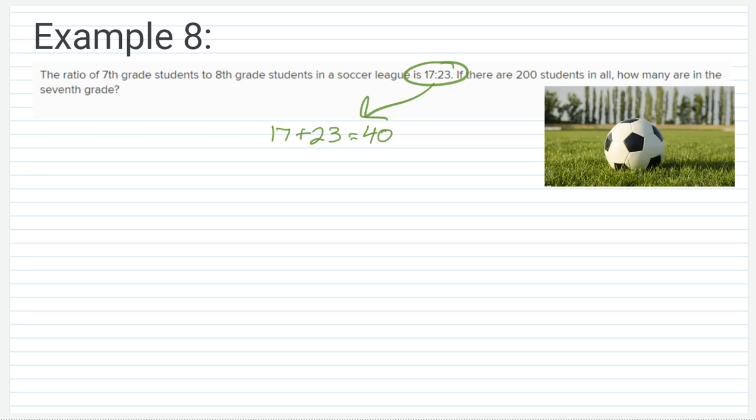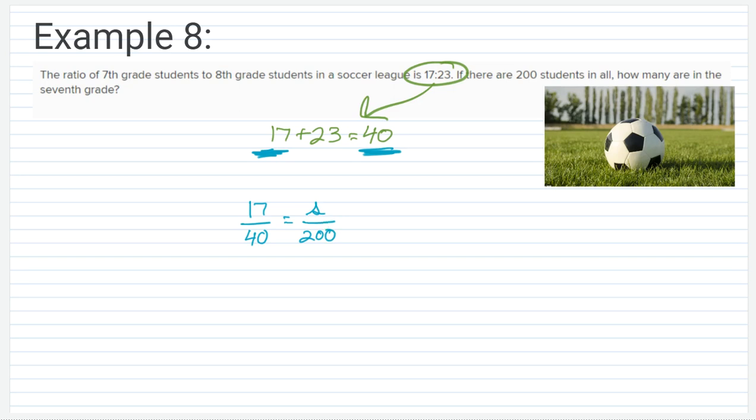We are trying to figure out how many are in the 7th grade, so we want to make sure that we are focusing on the 17 because that is the number of students that are in the 7th grade based on the initial ratio. And then we're also going to use that total that we had calculated. So we're going to write 17 out of 40 equals how many 7th graders out of 200.